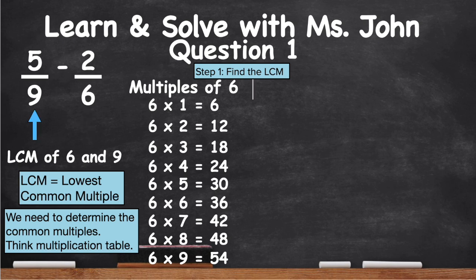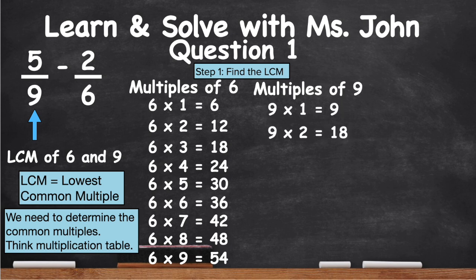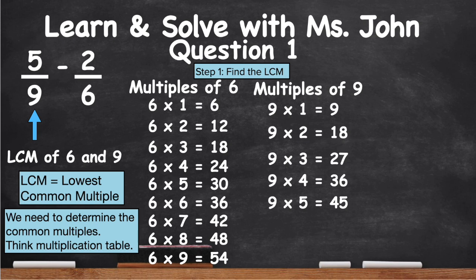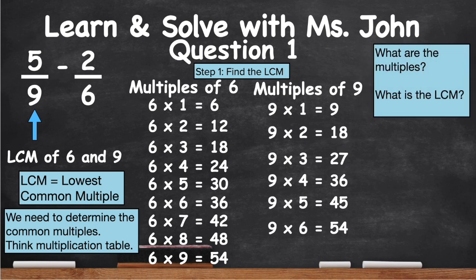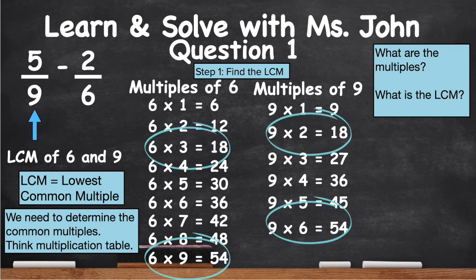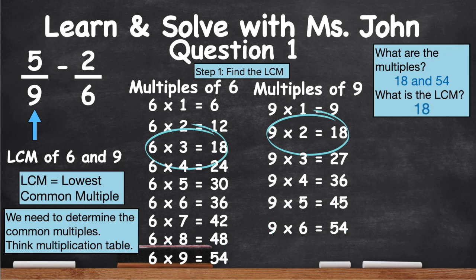So let's do the multiples of 9. So we're going to do 9 times 1, which is 9, 9 times 2, which equals 18, 9 times 3, which equals 27, 9 times 4, which equals 36, 9 times 5, which equals 45, and of course, 9 times 6, which equals 54. What are the common multiples? In this case, there are 2 common multiples, which are 18 and 54. Now we've got to say, what is the lowest common multiple between the 2 numbers? And that is 18. So we're going to make sure the denominators equal the LCM, which is 18.